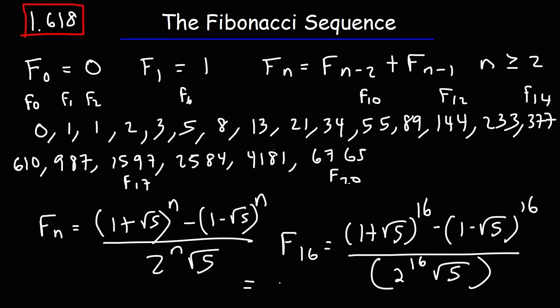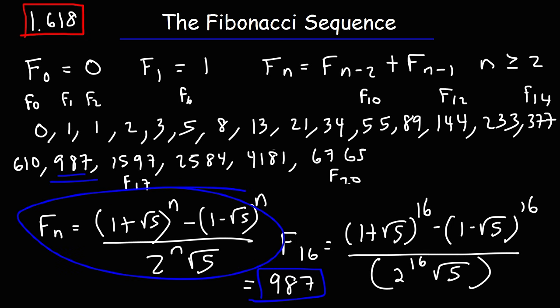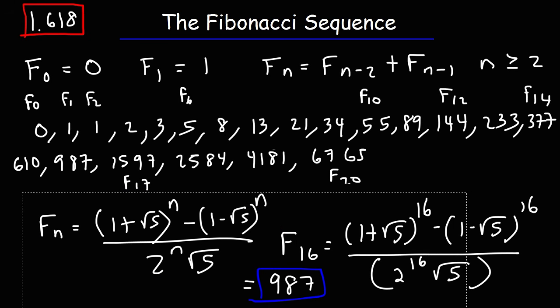And this is equal to 987, which is the number that we see here. So that's the formula that you could use to calculate any number in the Fibonacci sequence. Now, there's some other interesting things regarding this sequence that we could talk about.